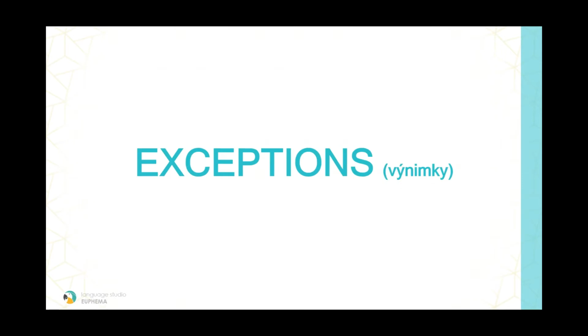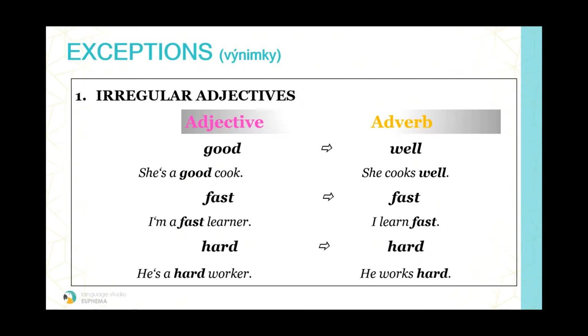Now let's talk exceptions. There are going to be 4 groups of exceptions. This is the first one, and it's irregular adjectives. So, as you can see here in the first column, we've got adjectives. First of them is good. Good is an adjective that has an irregular adverb. It's not goodly, it's well. So, she is a good cook. The question is, how does she cook? She cooks well. Not she cooks good or she cooks goodly, but she cooks well.